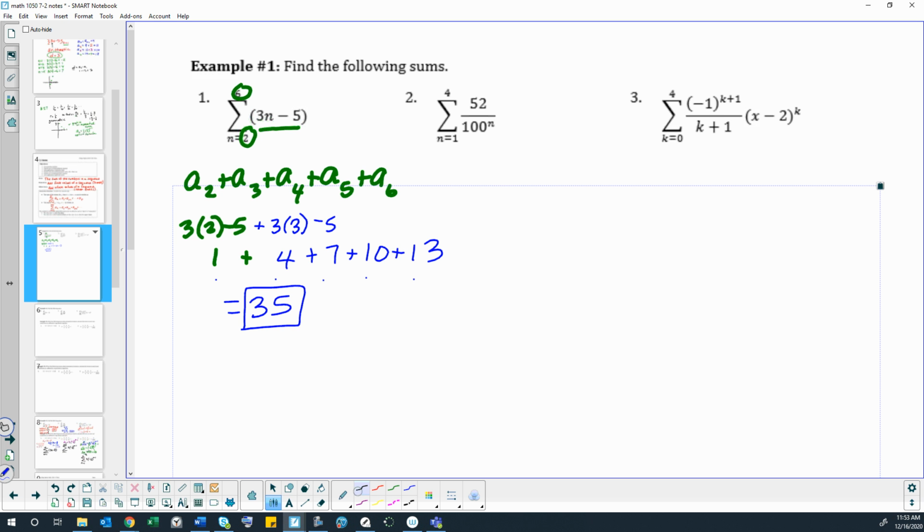Right, next. So this one we're just doing 4 numbers. So we're going to have 52 over 100 to the first power plus 52 over 100 to the second power plus 52 over 100 to the third power plus 52 over 100 to the fourth power.